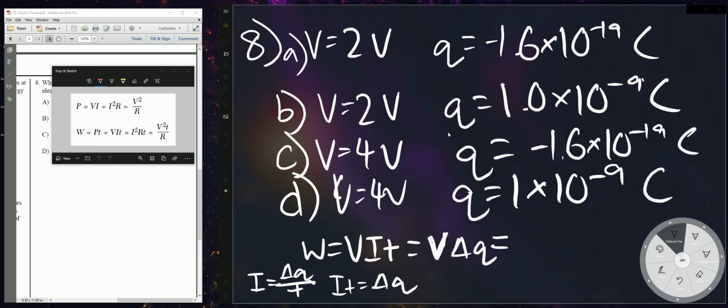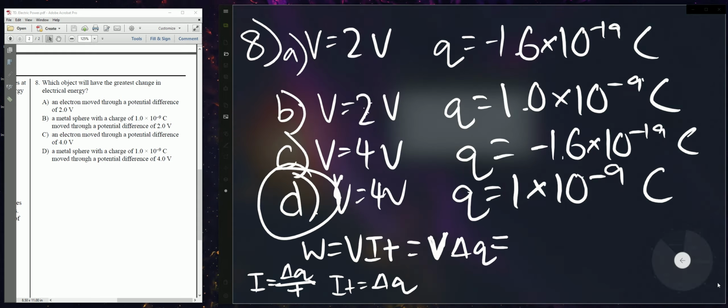So which combination of numbers gives you the highest work? It's very straightforward, like a multiplication thing. You just pick the highest numbers, because the highest numbers give you the most work. 10 to the negative 9 is larger than 10 to the negative 19, so it's either going to be B or D. And 4 volts is greater than 2 volts, so it's most definitely D. D gives you the greatest numbers, so the answer is D. All right.